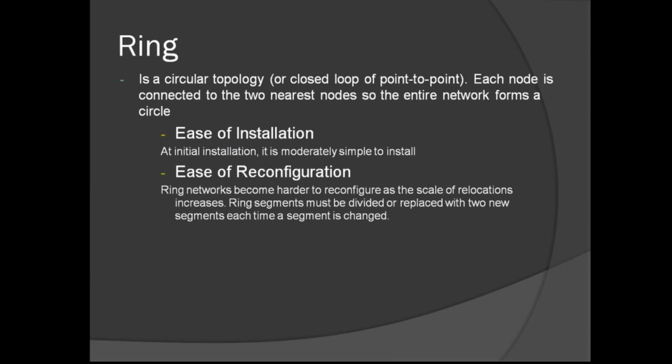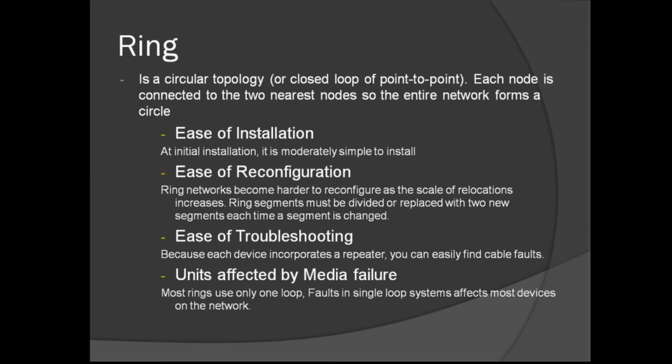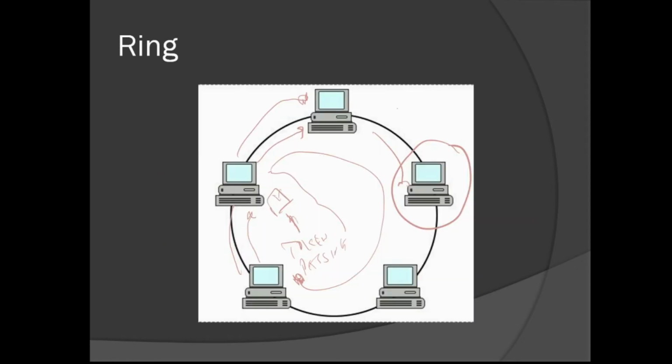Ease of reconfiguration: ring networks become harder to reconfigure as the scale of relocation increases. Ring segments must be divided or replaced with two new segments each time a segment is changed. Kasi diba this is a ring topology. So if you're going to connect computers here, you have to cut the connectivity here. Okay? After cutting this connectivity, you're going to add this segment and another segment here. So that's how you expand the ring topology, if you're going to add computers over the ring topology network.